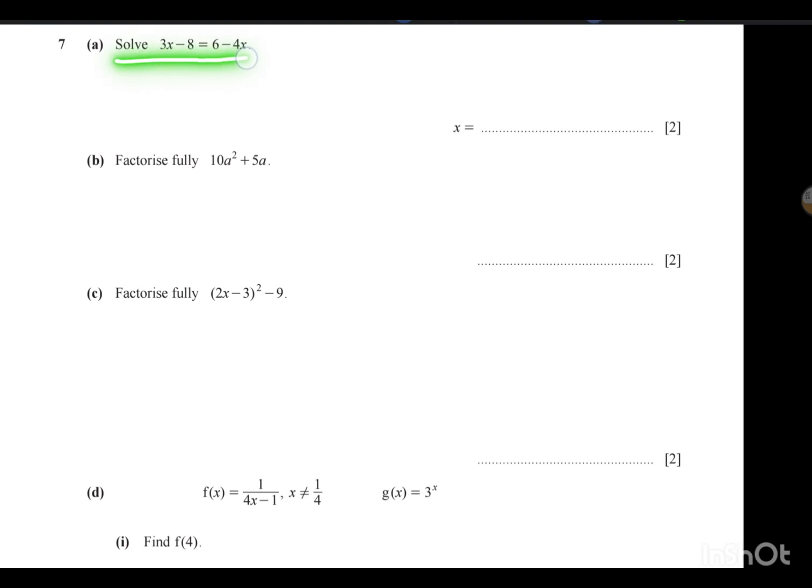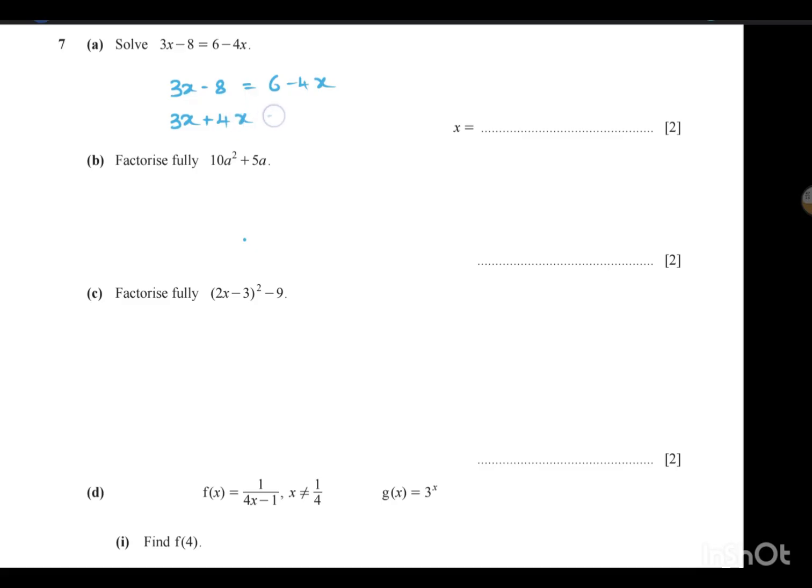Solve 3x minus 8 is equal to 6 minus 4x. It's an algebraic equation. So to solve for x, we need to bring all the x terms onto one side and constants onto the other side. So bring this x term on the right side to the left side.